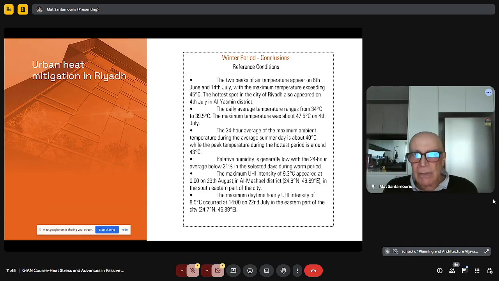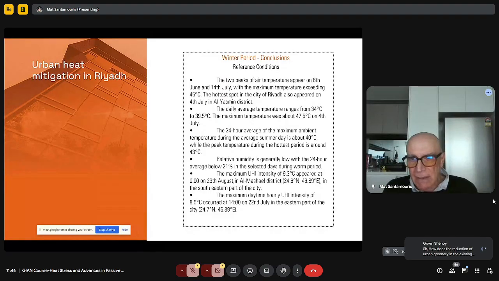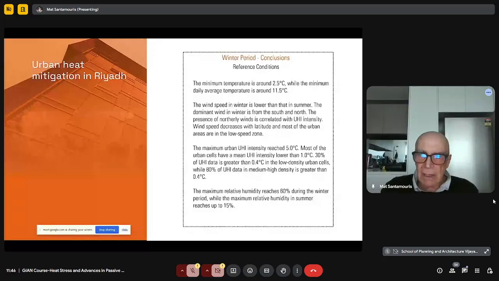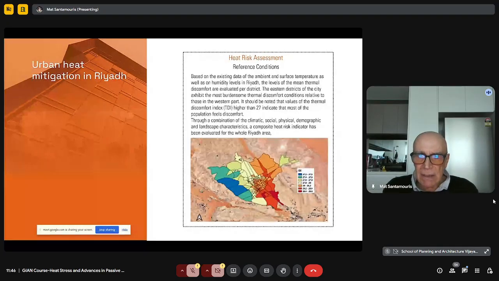During the winter period, we had two peaks of the air temperature that happened not in June or July, but in January and July. And the temperature is quite pleasant. It's not so high. Urban heat island remains almost the same as during the summer period, with very similar characteristics. Humidity is also low. I will not insist so much on the winter characteristics. We can go later and discuss this.